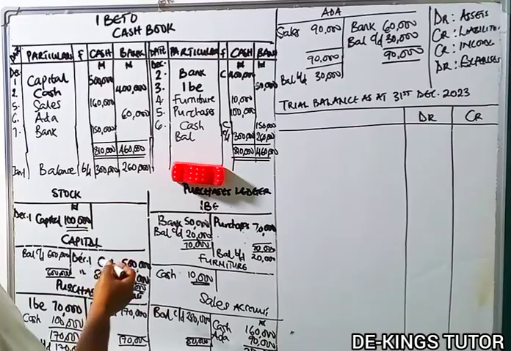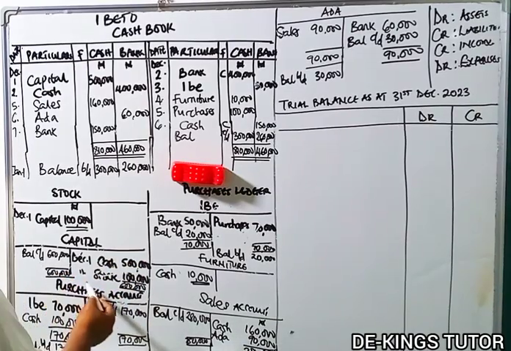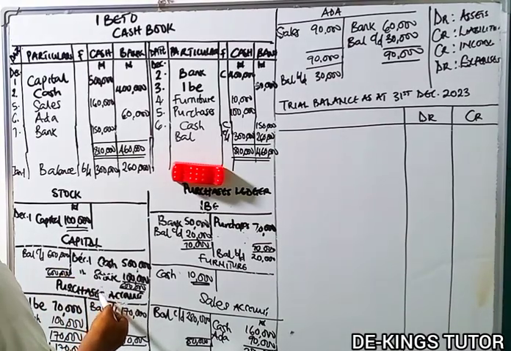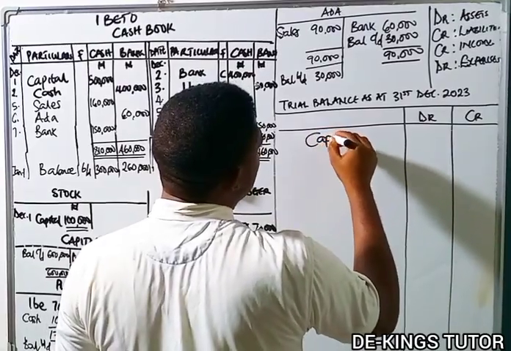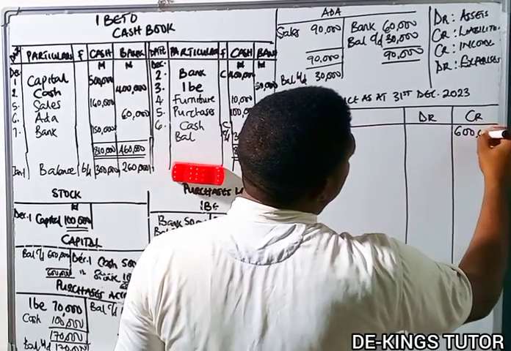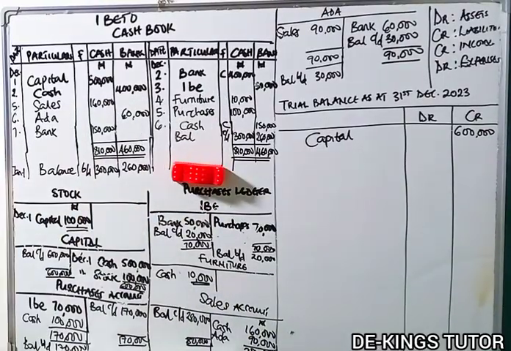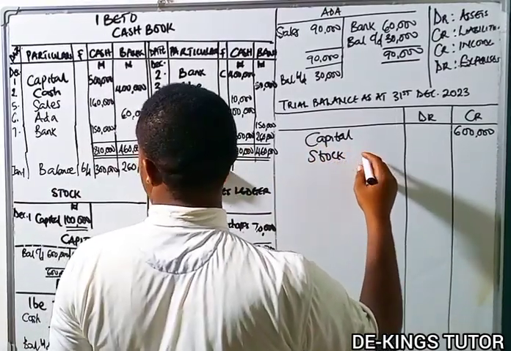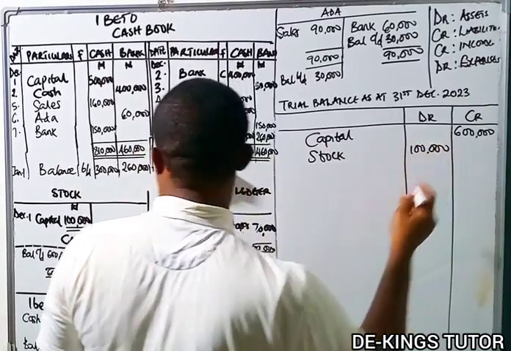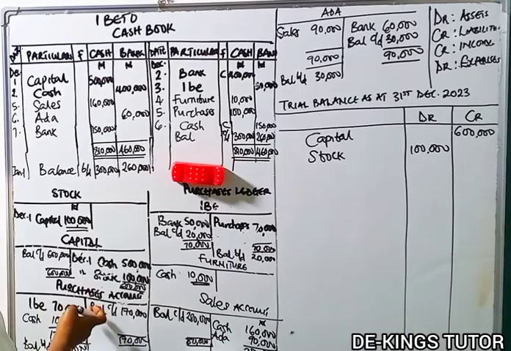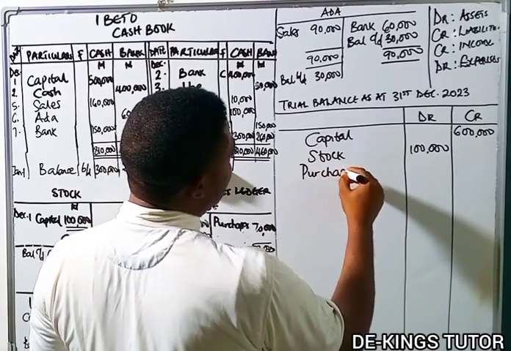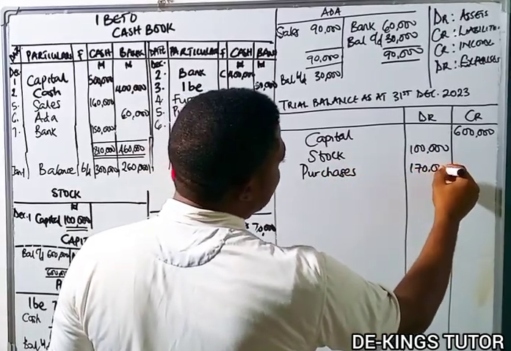Let's start with our capital. So capital, remember we have a balance carried down here. So we have a credit balance here at 600,000, because the balance carried down here, the balance brought down will be here, credit entry 600,000. So we have capital here, 600,000. Okay. Now the next one, we have our stock. Stock is an asset. So we can have stock here as 100,000. Now if we come down, this purchases account, our purchases is 170,000. So we have purchases as 170,000.